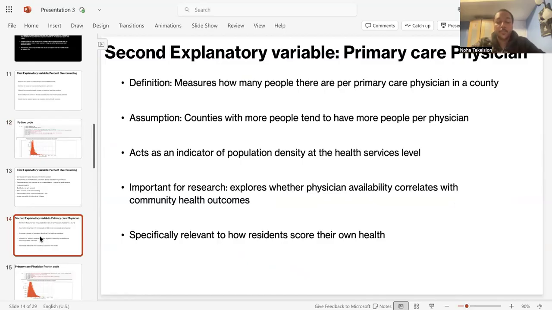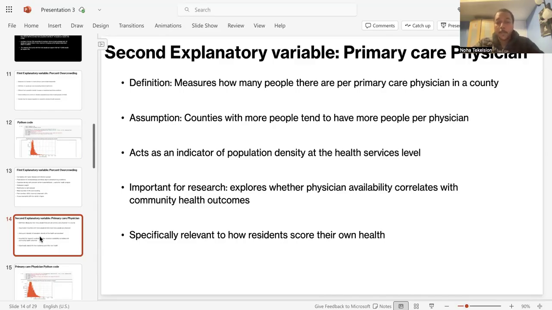Second explanatory variable. What I'll be doing is talking about the explanatory variables I want to use first. There were a lot of variables in this data set, so I picked out a few that I thought would be very applicable to correlating overcrowding and community health. Response variable we'll talk about later.